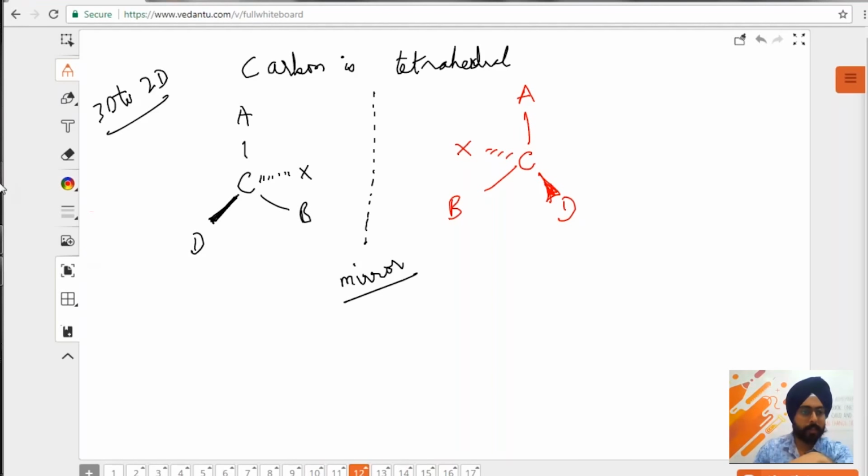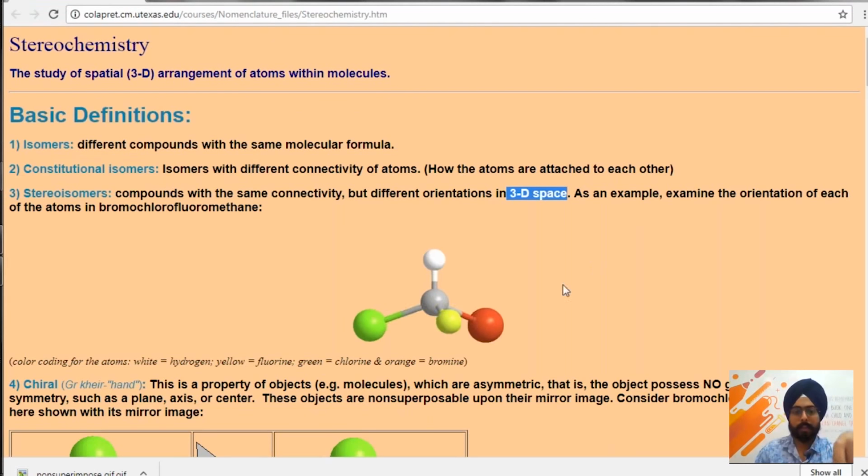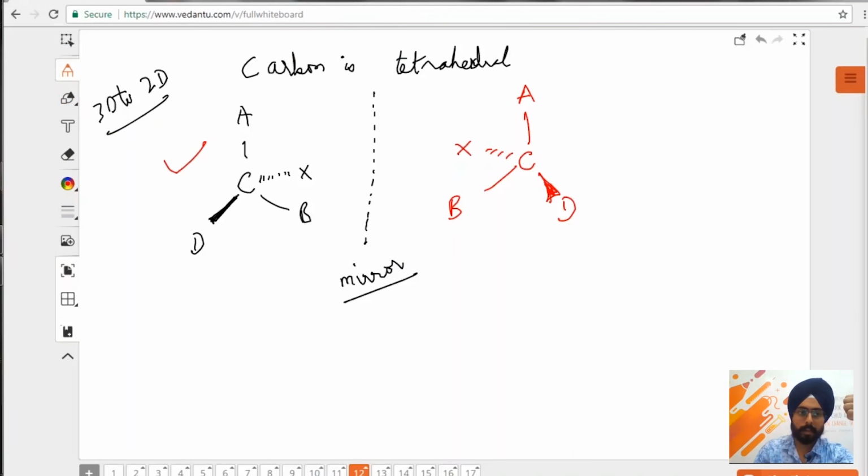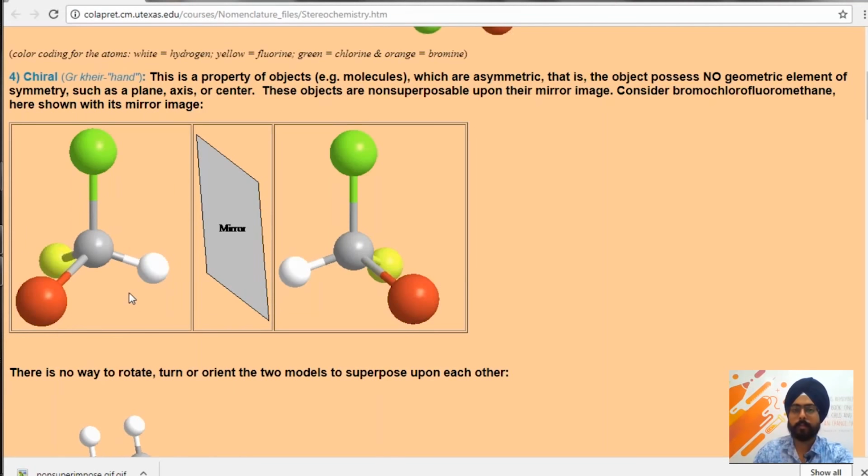Now I'll go back to that page that I had. This was the 3D carbon. This was my ABCD. If you can see me rotating this particular thing on my screen, this was my ABCD in one particular form. If you see here, I have made the diagram of this. This one was its mirror image.